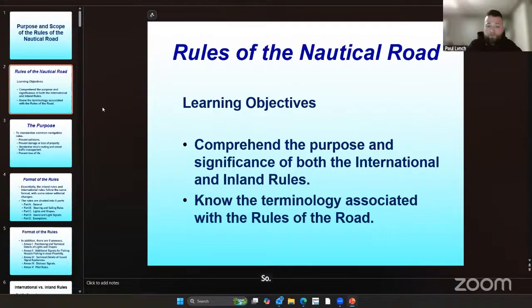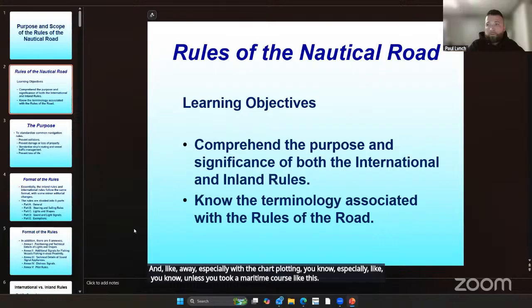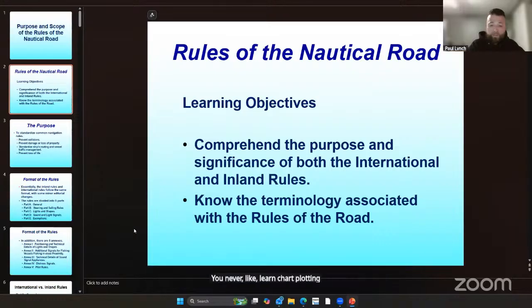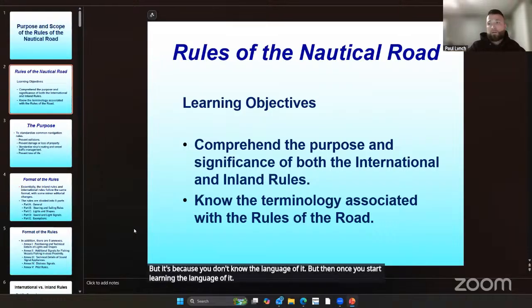It's really to be able to tell the difference between inland rules and international rules. As I mentioned, the US breaks it into two separate categories. And it's learning the language of it. That's like chart plotting too, like anything you do, it's a whole different language. Unless you took a maritime course like this, you never learn chart plotting. At first it comes off as maybe a little more difficult than it is, but it's because you don't know the language of it. Once you start learning the language, it starts to get easier.